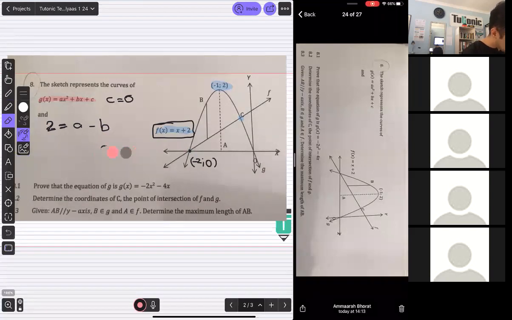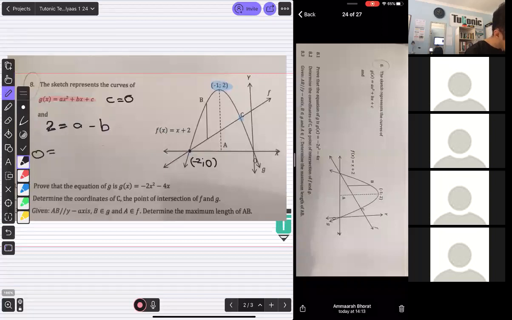Okay. So that means we've got another point that we can sub into the parabola. So we can say naught equals a times minus 2 squared, which is going to be 4, minus 2b.